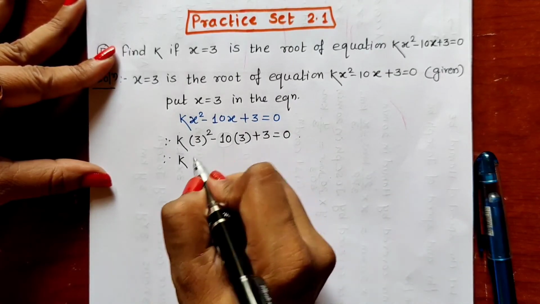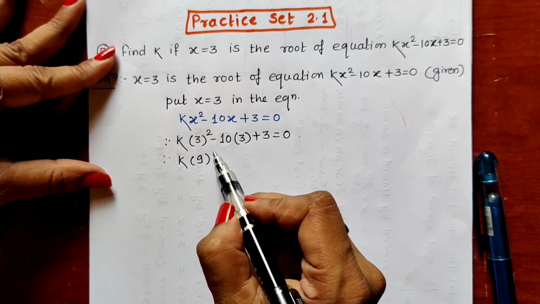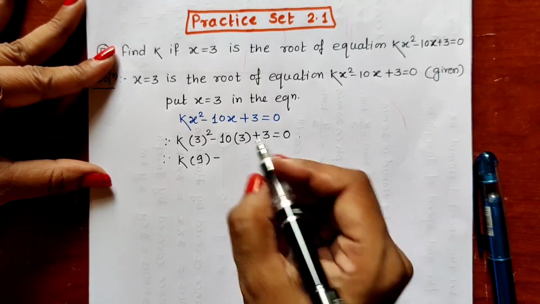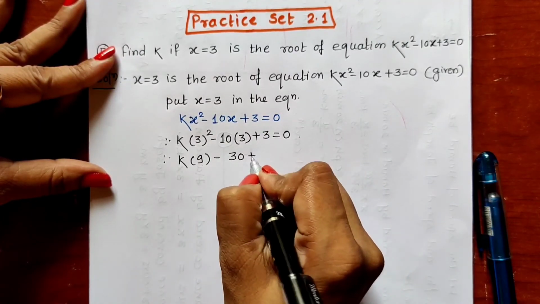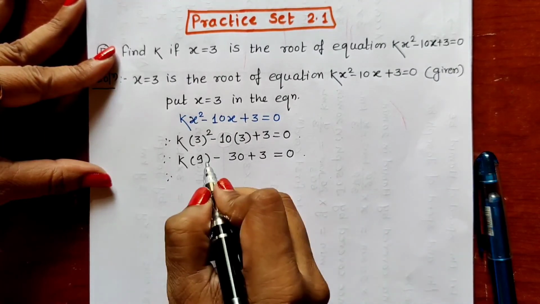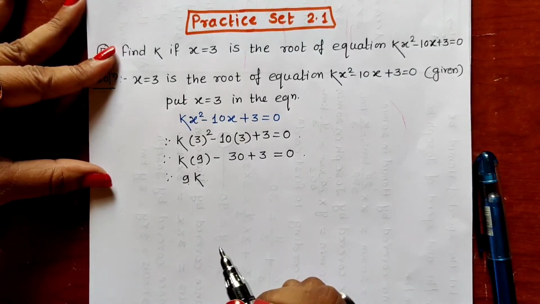K. 3 square we all know 9 minus. Now we have done the square. We don't require to put square here. We already have written the square of 3. 10 3s are 30 plus 3 as it is equal to 0. Now k into 9 means 9k. We write always coefficient first and then variable, you all know.